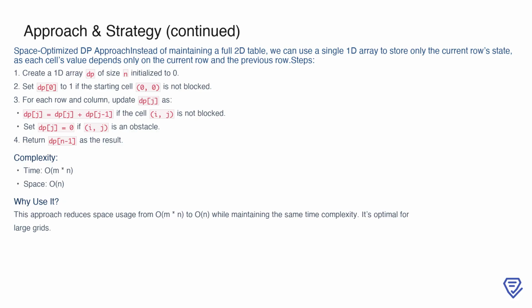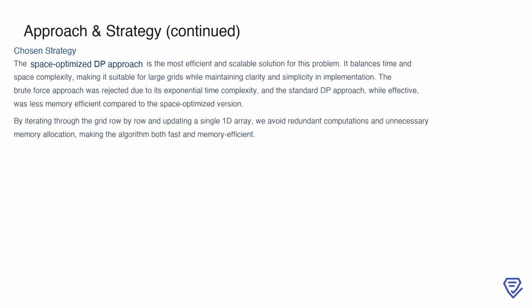This approach maintains the same O(m*n) time complexity as the standard DP method but reduces the space complexity to O(n), making it particularly effective for large grids. The space-optimized dynamic programming approach is the ideal solution for this problem because it strikes the perfect balance between time and space efficiency. While the brute force method is impractical due to its exponential time complexity, and the standard DP approach, though effective, uses more memory, the space-optimized version is both scalable and resource-efficient.